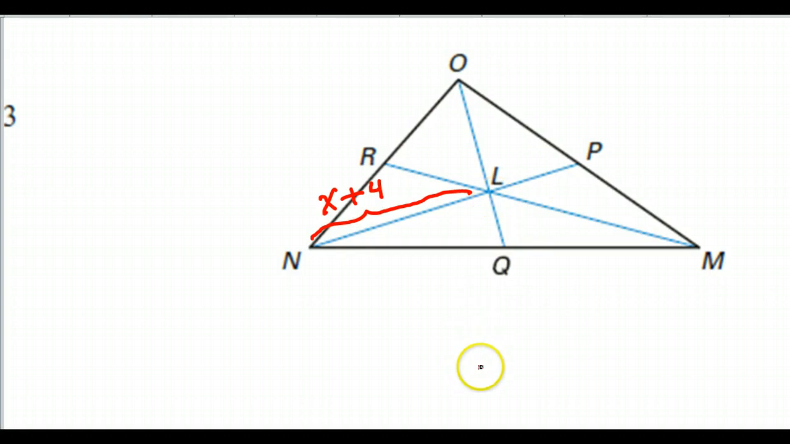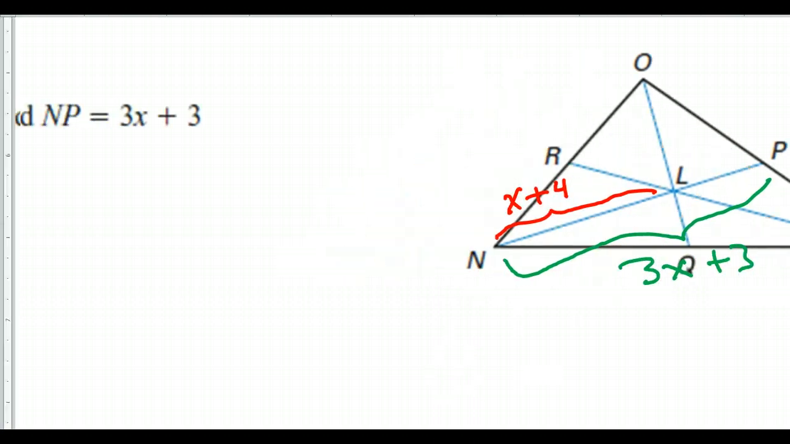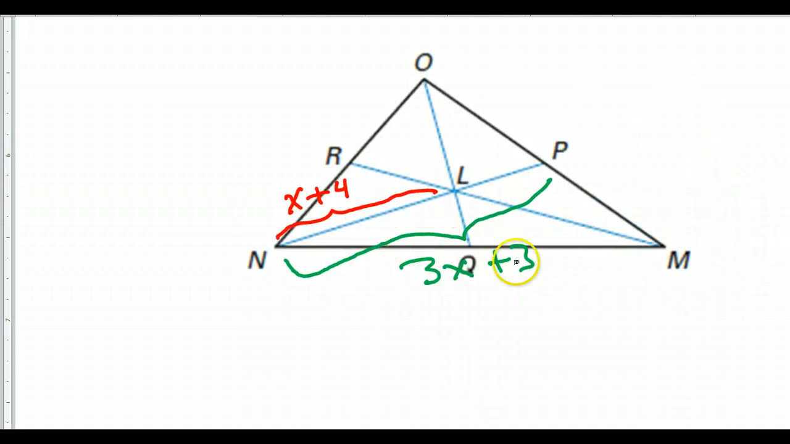Okay, let's see, NP. That's going to be this part. I feel like I should change colors. NP is this whole thing. Okay, and we're told that that is 3x plus 3. Am I right? Yes. Okay, so I've got these two things.